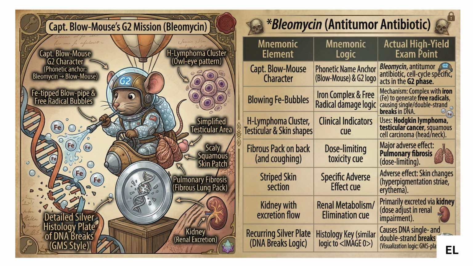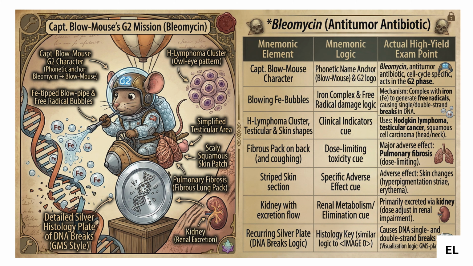The Hodgkin lymphoma cluster, testicular area, and skin patch represent the clinical uses. The fibrous lung pack and coughing represent pulmonary fibrosis, the dose-limiting toxicity. The striped skin represents cutaneous side effects, and the kidney reminds us of renal excretion.